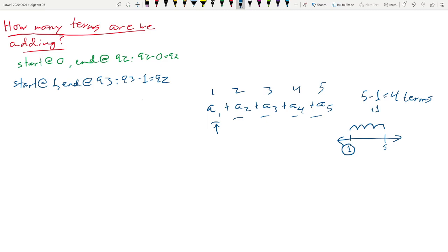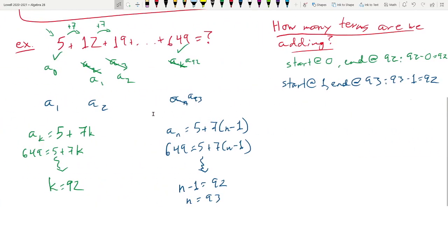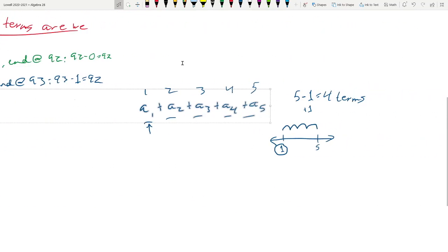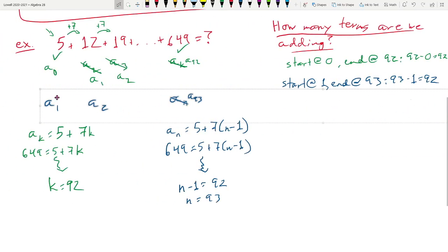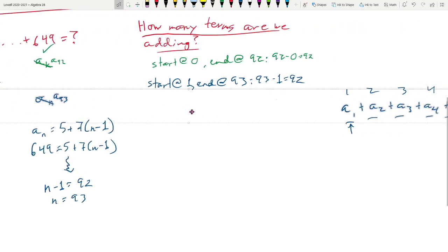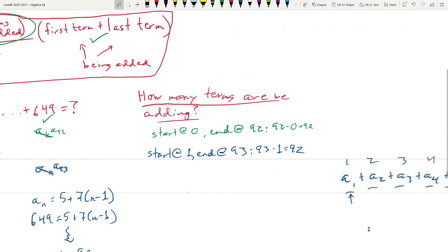Okay. Now it's actually easier to see when you do start off at 1. So that is one benefit, I suppose, to starting your counter off at a sub 1, because then how many terms are there from term 1 to term 5? Well, of course there's 5. So how many terms are there from 1 to 93? Well, 1, 2, 3, 4, all the way up to 93 is 93. Okay, so in this example, there are actually going to be 93 terms.